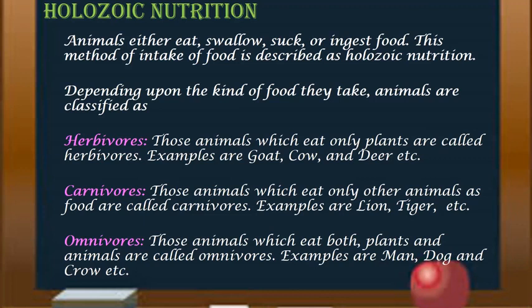Carnivores. Those animals which eat only other animals as food are called carnivores. Examples are lion, tiger, leopard, jackal, etc. Omnivores. Those animals which eat both the plants and animals are called omnivores. Examples are human, dog, crow, bear, etc.